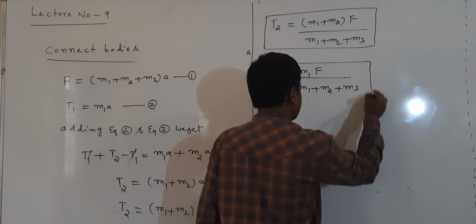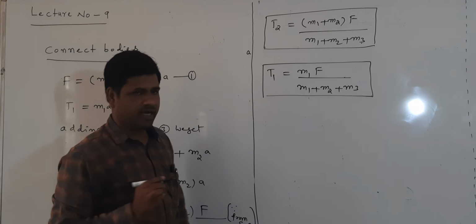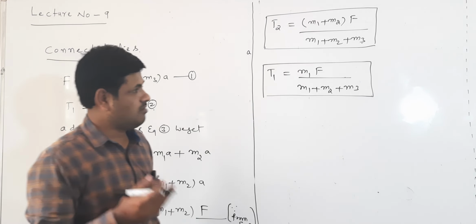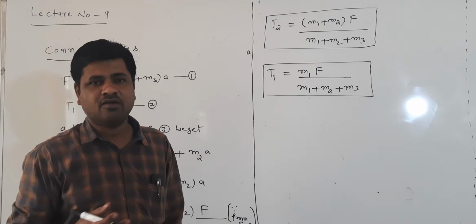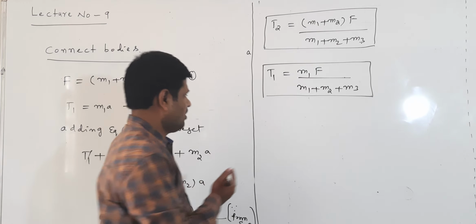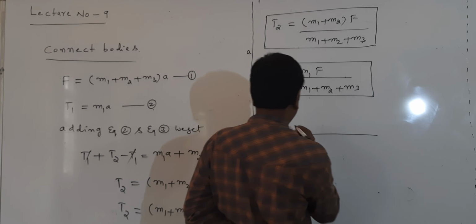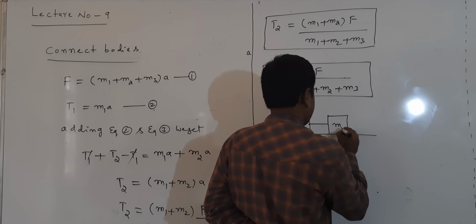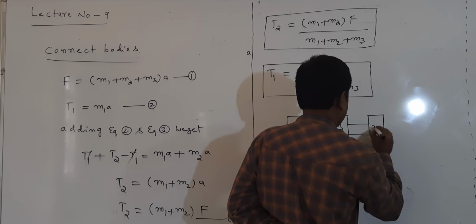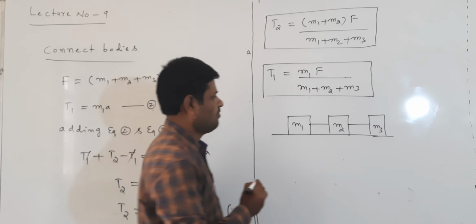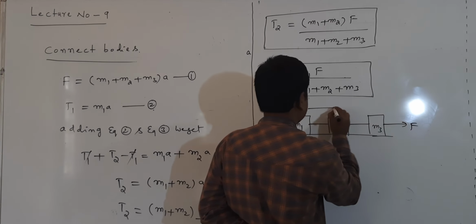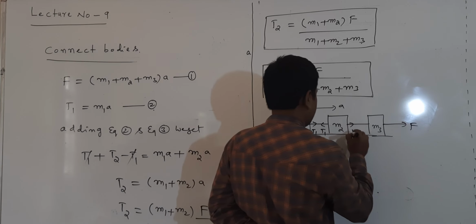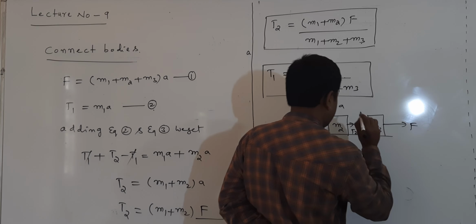These two tensions I got using the free body diagrams of bodies A and B, that is, the M1 and M2 masses only. From the M3 mass also you can get the same value for the tension T2, and you can check that here. In this diagram, this is M1, this is M2, and this is M3. We apply the force F, and this is the acceleration A. Here the tension is T1, and here T2.